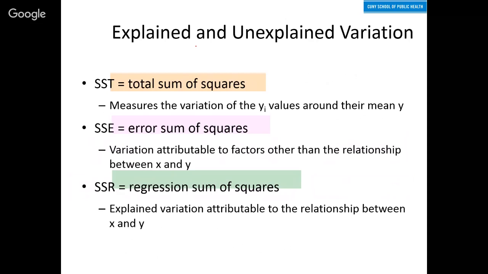Okay, so our total sum of squares, just to review this because it's important, measures the variation of Y around the overall mean. This should be Y bar. Around their mean Y bar. The sum of squares of error is the variation attributable to factors other than the relationship between X and Y. And the regression sum of squares is the amount of variation in Y that is attributable to variation in X.